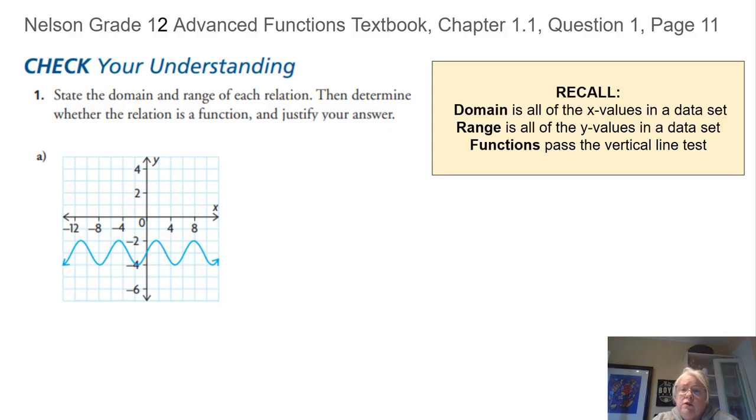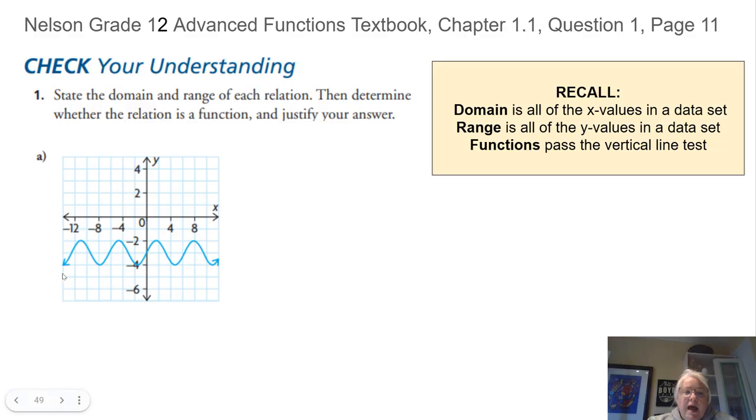So in order to answer this question, we must recall what a domain is. Domain refers to all of the x values in a relation or a data set. The range is all of the y values in a data set or a relation. And functions, the easiest way for most students to think about it is that it passes the vertical line test. That only works though if you can get a visual on the graph. So often if you don't know it just by mentally thinking of it, you might actually have to sketch the graph.